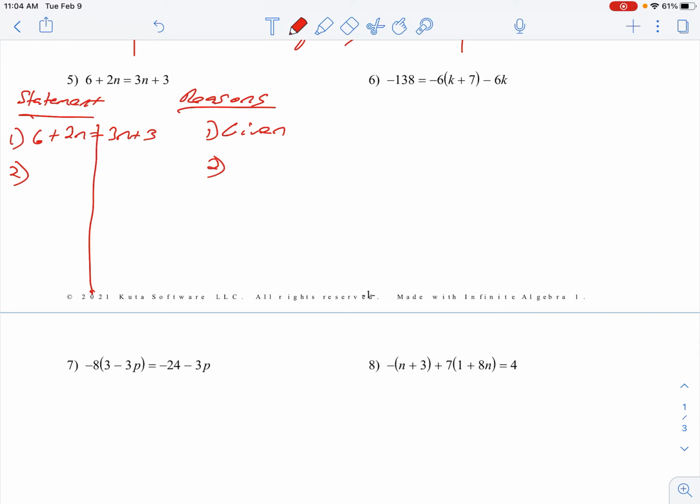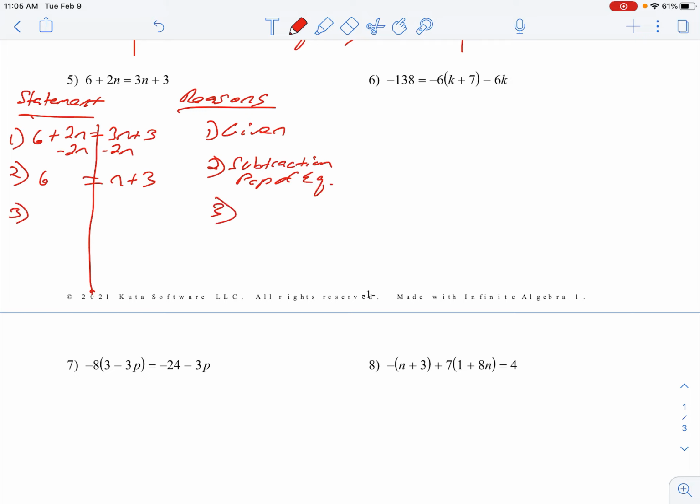Now I always move the smaller variable, which in this case is negative 2n. So I subtracted 2n. The 2n's will cancel on the left, and you're left with a 6. On the right-hand side, 3n minus 2n is, well, 1n. Plus 3 drops on down. Since I subtracted 2n, we call that the subtraction property of equality.